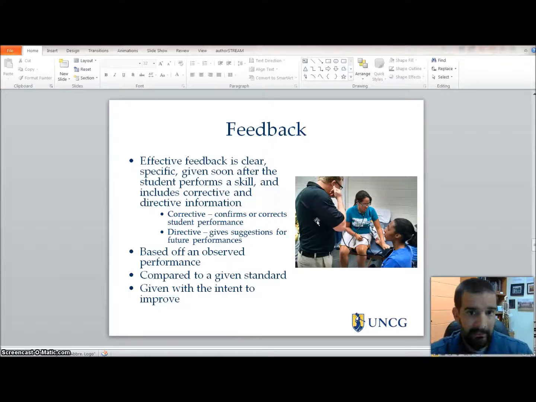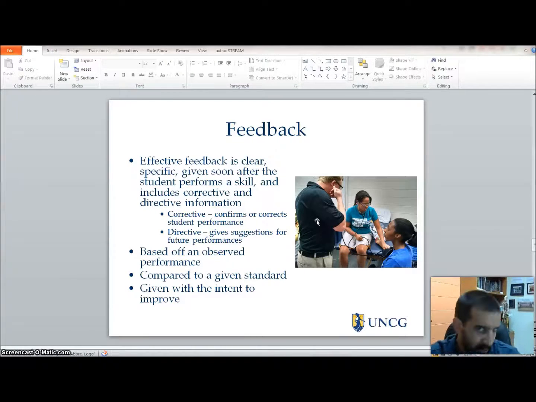Now, the second part that I want to talk about and the sort of misuse is feedback. A couple of things about feedback. One, it needs to be clear. Two, it should be given as soon as you can after a skill is performed. And three, it should have both corrective and directive information. Corrective being confirms or corrects the behavior, and then directive being what we can do moving forward.